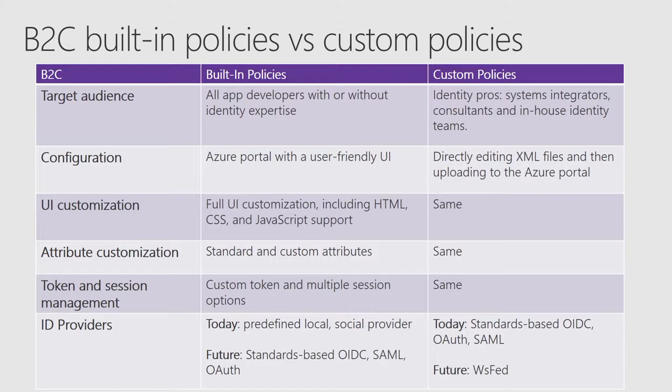Yeah, okay. So right now, B2C supports a specific set of identity providers, right? But I'm sorry, let me repeat the question and clarify if I don't have this correctly. Will B2C built-in policies in the future support OIDC, SAML, and OAuth providers? The answer is yes to all three. In the future, we will support OAuth, OIDC, and SAML as a custom identity provider inside built-in policies. Yeah, so just like that.